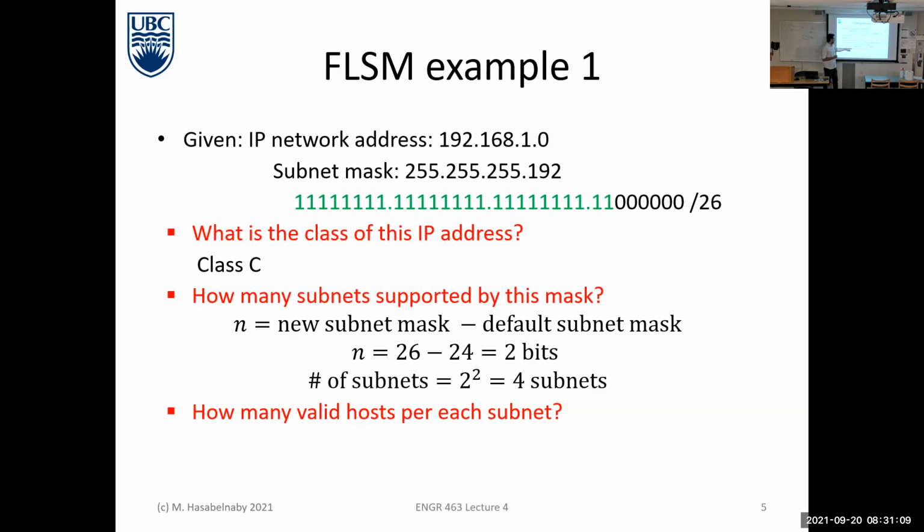So you can serve 4 subnet networks by changing the default mask from /24 to /26. How many valid hosts per each subnet? We already calculated it: 2 power 6 minus 2 will equal 62 hosts. Is this clear for you?